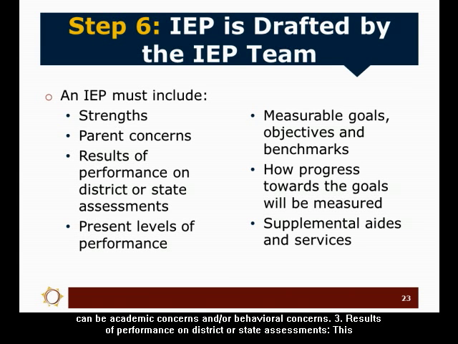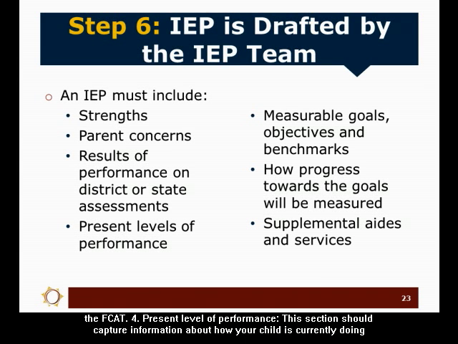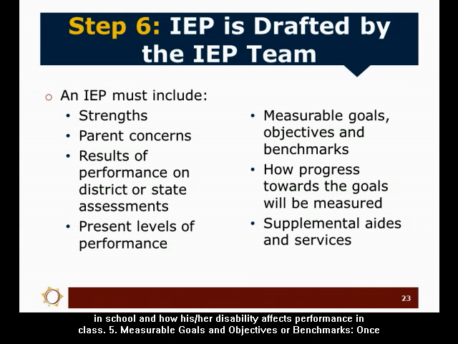3. Results of performance on district or state assessments. This is where your team will document your child's performance on evaluations, district assessments, or state assessments like the FCAT. 4. Present level of performance. This section should capture information about how your child is currently doing in school and how his or her disability affects performance in class.